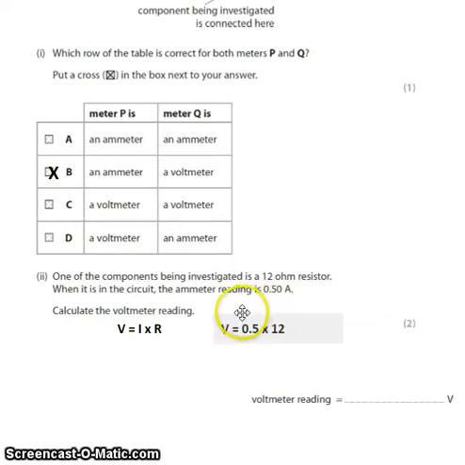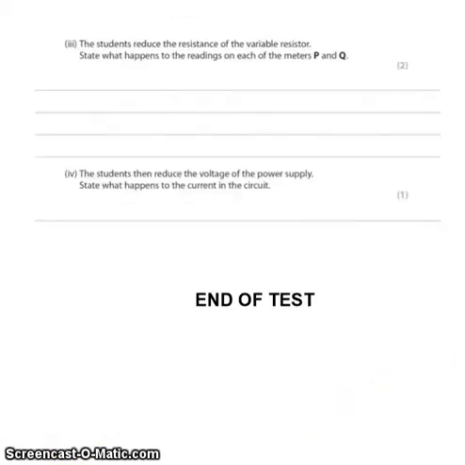Those two values have been given to you. The current is ½ amp, the resistance is 12 ohms, so you get 1 mark for your working. And once you've multiplied them together, the correct answer is 6 volts. And on the final page of the test, the students reduce the resistance of the variable resistor, and you've got to state what happens to the readings on each of the meters P and Q.